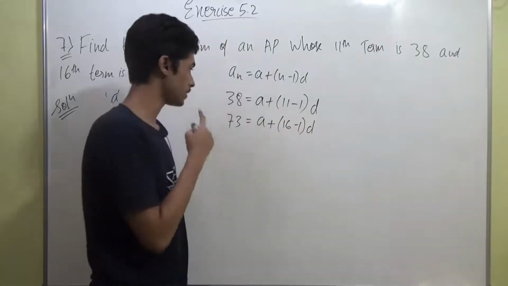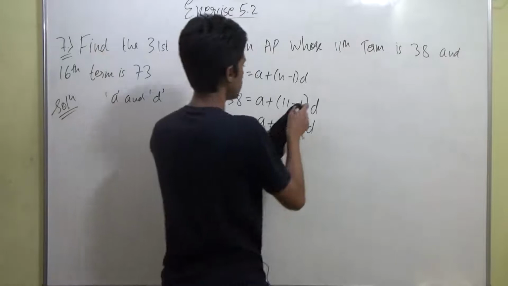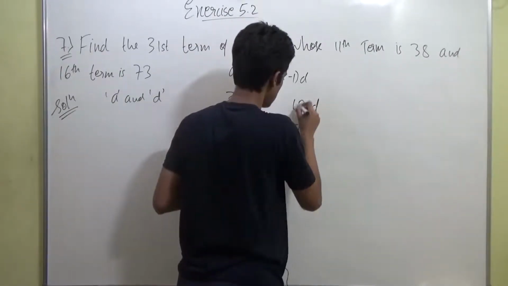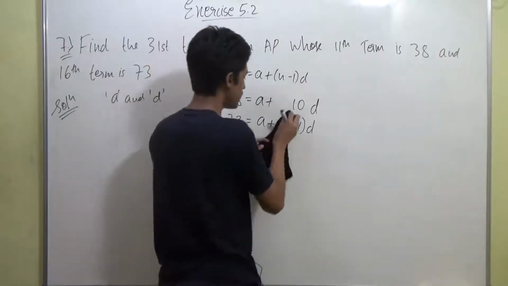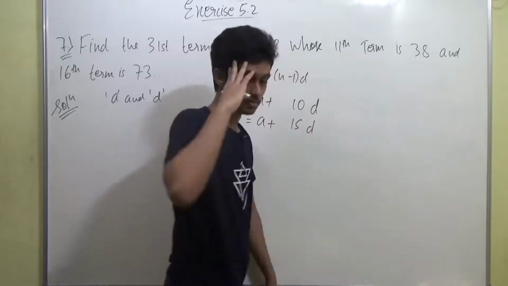Okay guys, these are two equations, right? Now if I simplify them, 11 minus 1 will become 10, so it will become 10D, and 16 minus 1 will become, sorry, 15. Sorry guys, I think I'm somewhere else today.